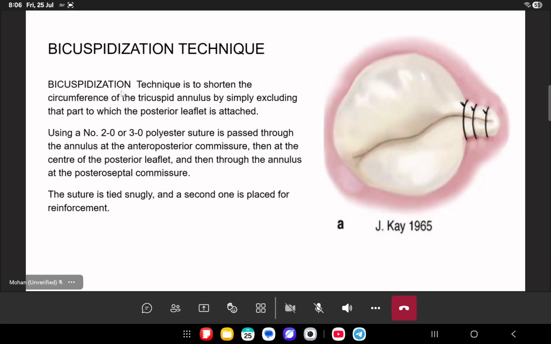Bicuspidization technique is to shorten the circumference of the tricuspid annulus by simply excluding the part to which the posterior leaflet is attached, like this. So using 2 or 3 polyester sutures, the suture is passed through the annulus at the anteroposterior commissure, then in the center of the posterior leaflet, and then through the annulus to the posterior septal commissure. The suture is tied snugly, and a second one is placed for reinforcement.